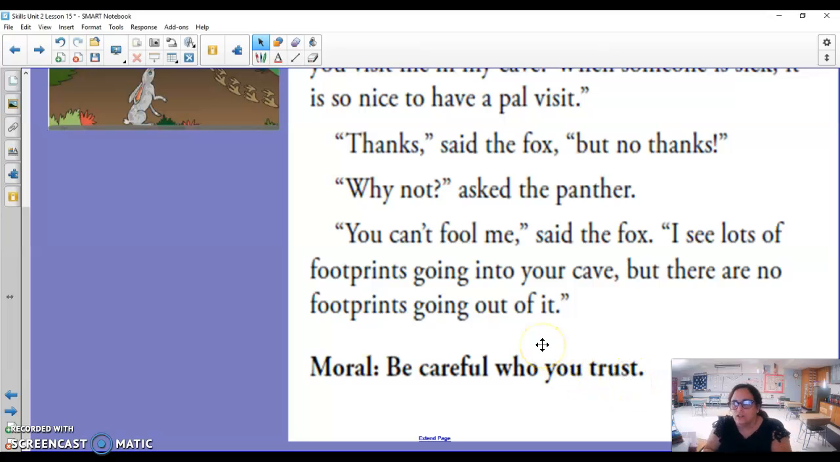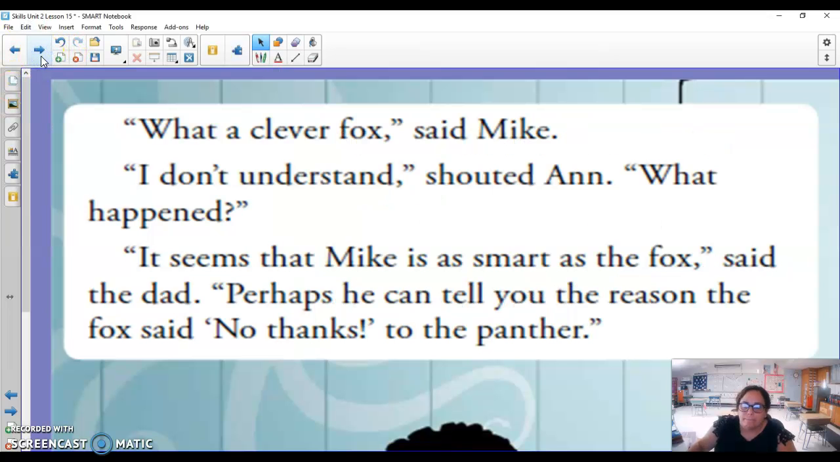So who tricked who here? Who was the trickster in this story? It was the Black Panther. "What a clever fox," said Mike. "I don't understand," shouted Anne. "What happened?" "It seems that Mike is as smart as the fox," said the dad. "Perhaps he can tell you the reason the fox said, no thanks, to the panther."